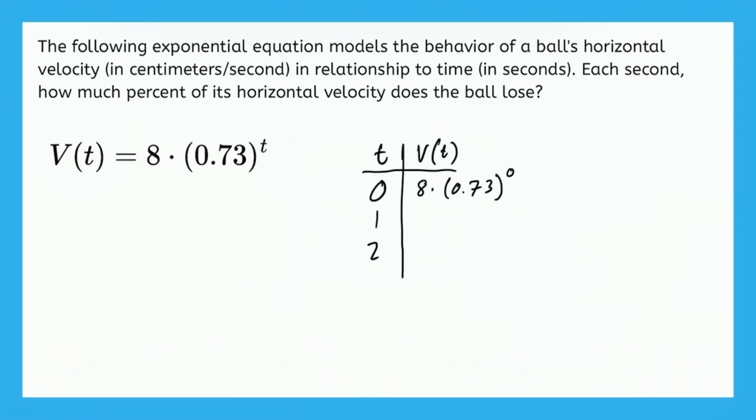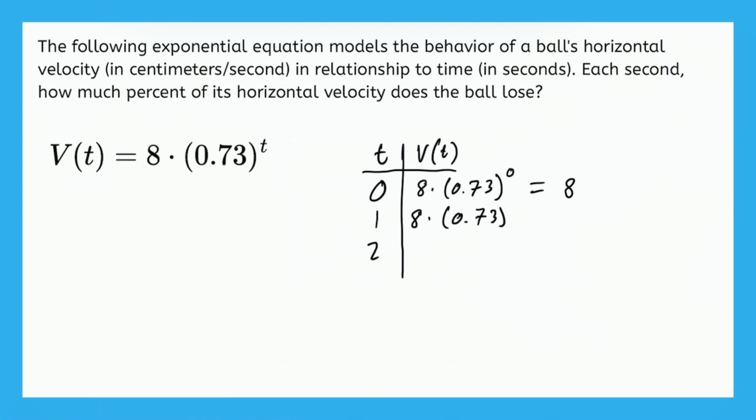Either way, the point is that t equals 0 in this first row. Well, anything to the power of 0 is 1, so this entire part of the expression will be 1. So 8 times 1 is just 8. Okay, now let's see what happens after 1 second has passed. We're going to figure out what is the value right below. That is, what is the value of v of t after 1 second has passed?